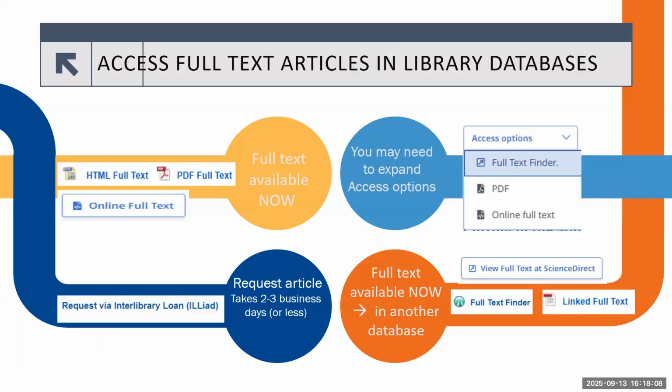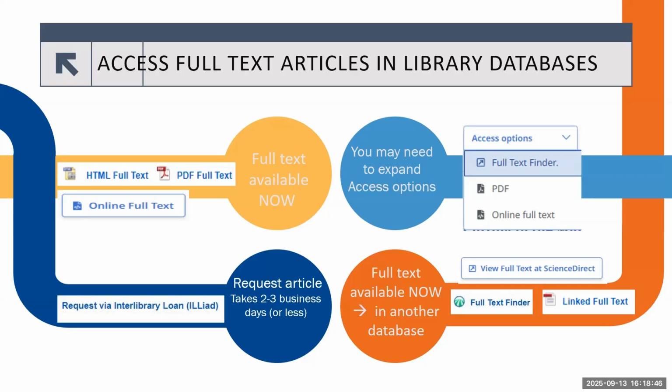Within a library database, you will more than likely see one of 4 types of icons in your quest for full text. HTML or PDF or online full text means that you may read and download the article right from the database. In some databases, you may need to expand the access options to see what's available. If you see Full Text Finder, Linked Full Text, or View Full Text, it means the article is available in a different database than you are currently using. 1 or 2 clicks should open the article in that database.